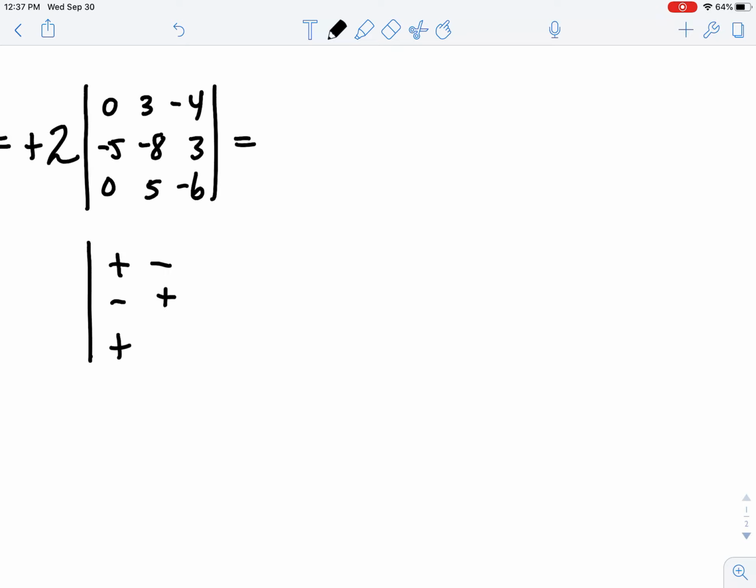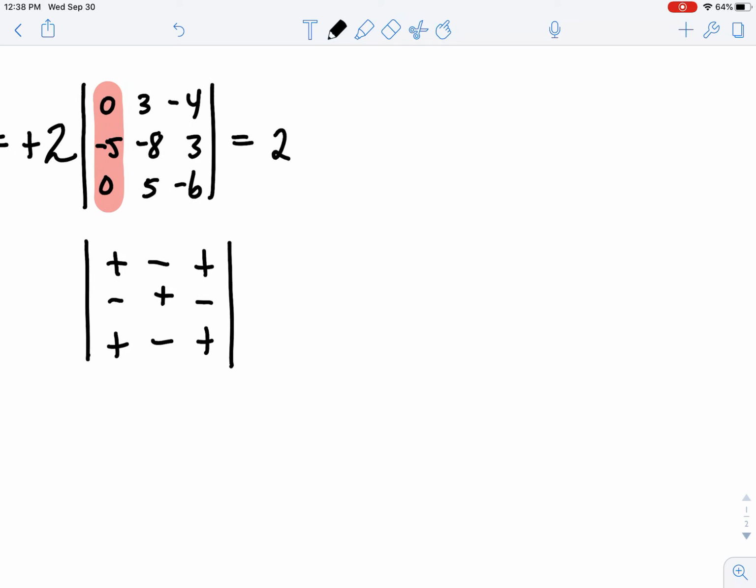So let's think about it. We need to draw our little plus minuses. And now, again, I get the choice. I can choose any row. I could choose this row. I could choose this row. Or any column. And I think if you look at it, the first column kind of calls out to you. It's going to be a lot simpler. Right? So why don't I use that?